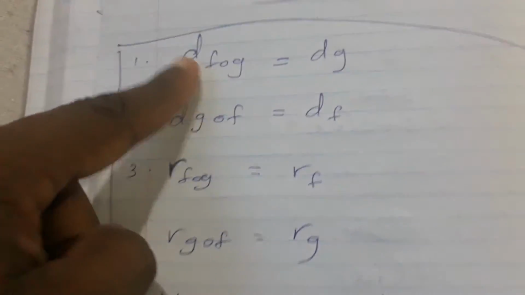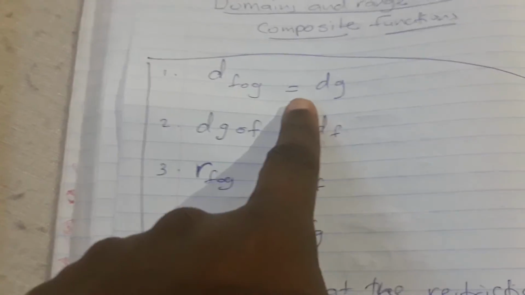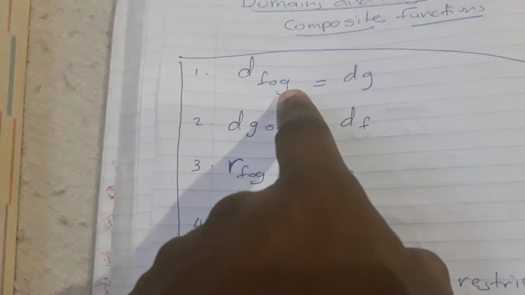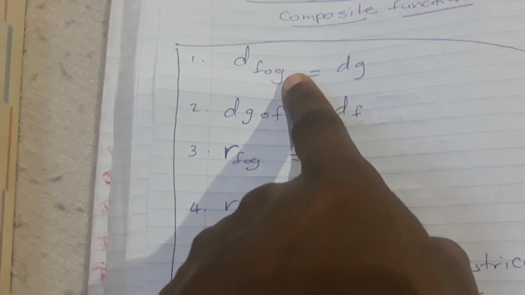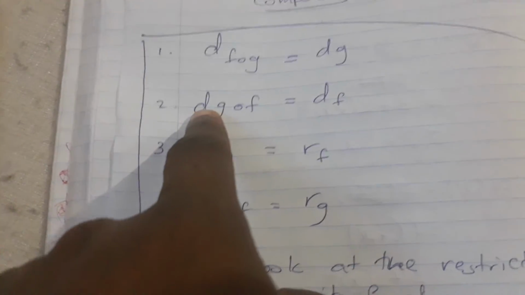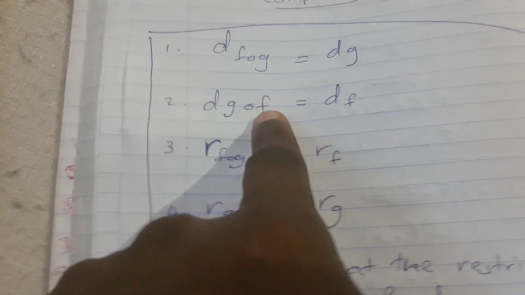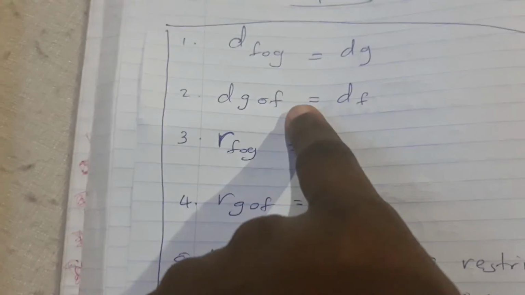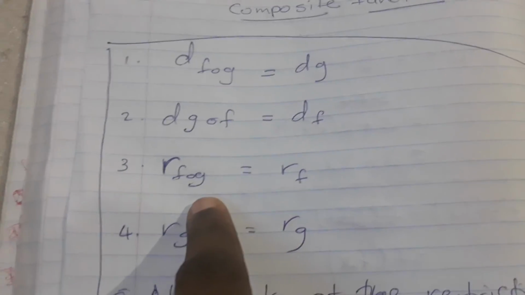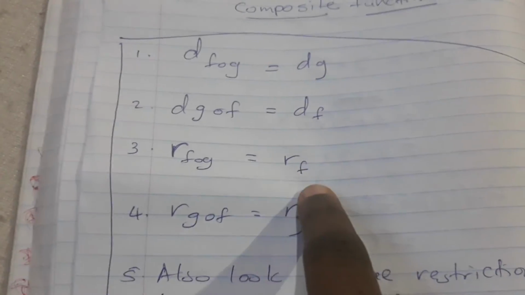Okay, D for domain. If I have to find the domain of f of g of x, this will be the same as the domain of g. The domain of f of g will be the same as the domain of the second function, the inside function. If I have to find the domain of g of f, it will be the same as the domain of f. If I have to find the range of f of g, it will be the same as the range of f.